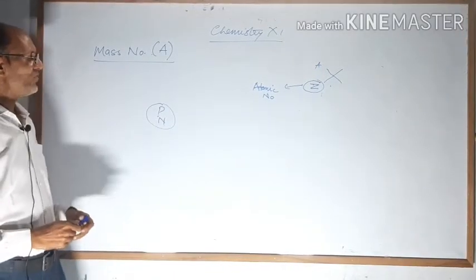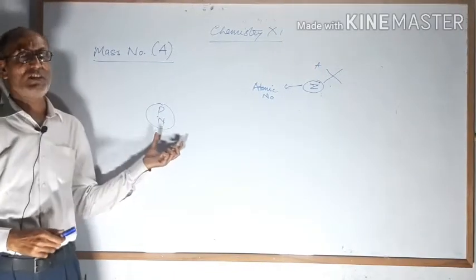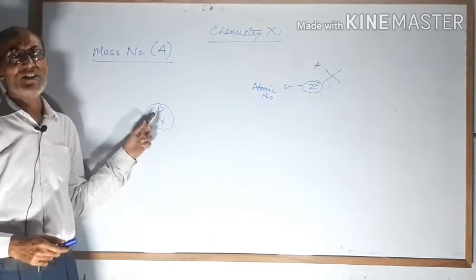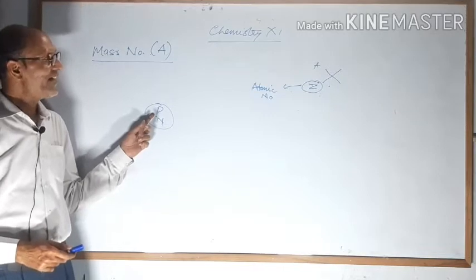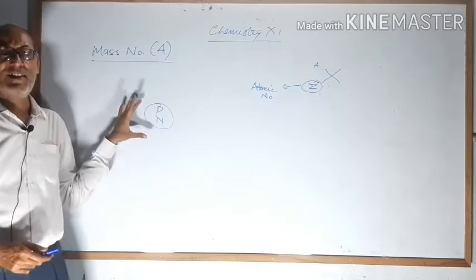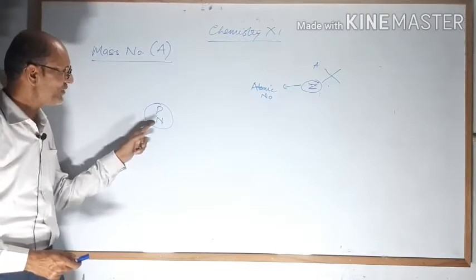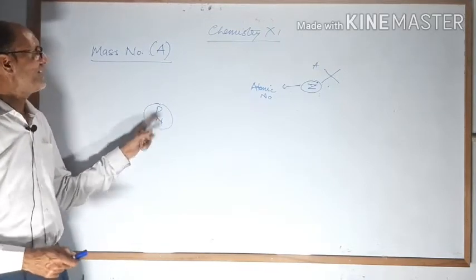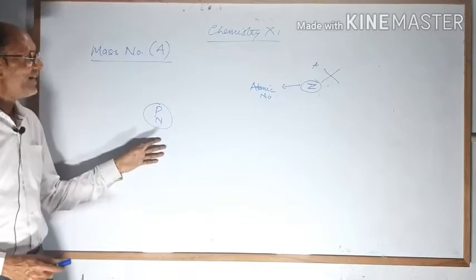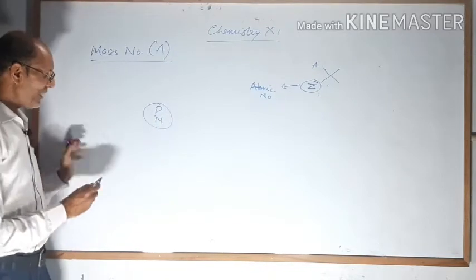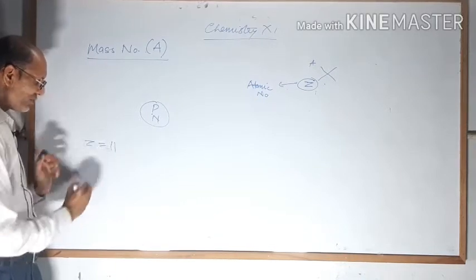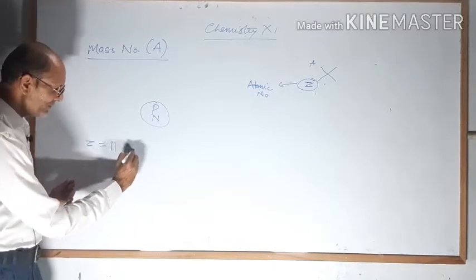So students, as you are seeing, in the nucleus protons and neutrons are present. The total number of protons in any atom is declared as the atomic number, but the sum of protons and neutrons will be called the mass number. It is indicated by A. As I have told, the atomic number of sodium is 11, that is indicated by Z equals 11 for Na.